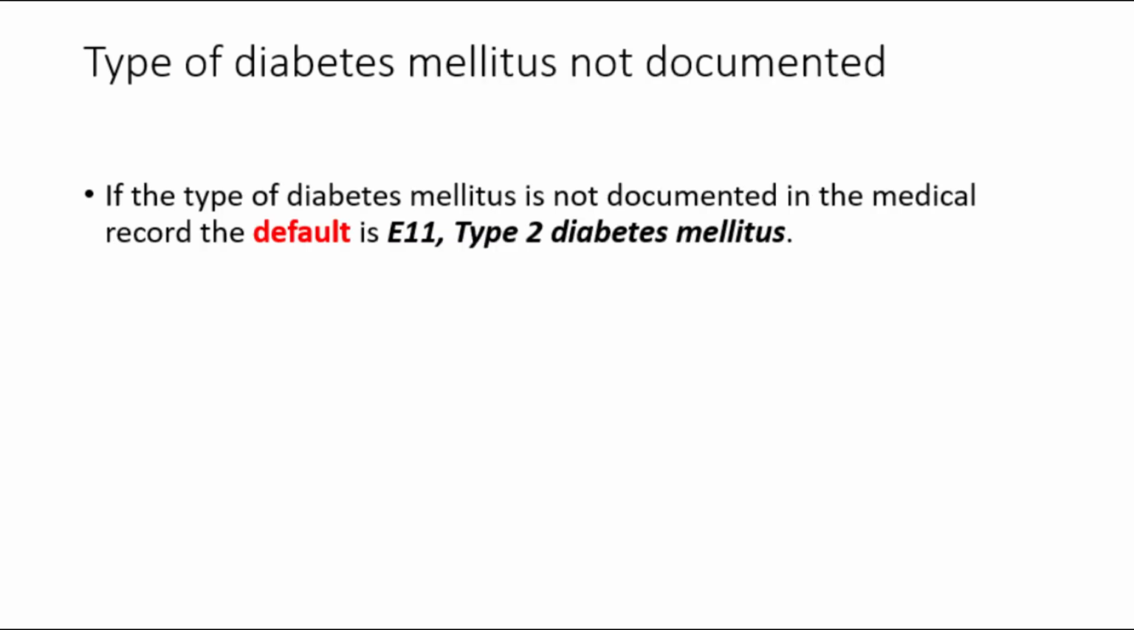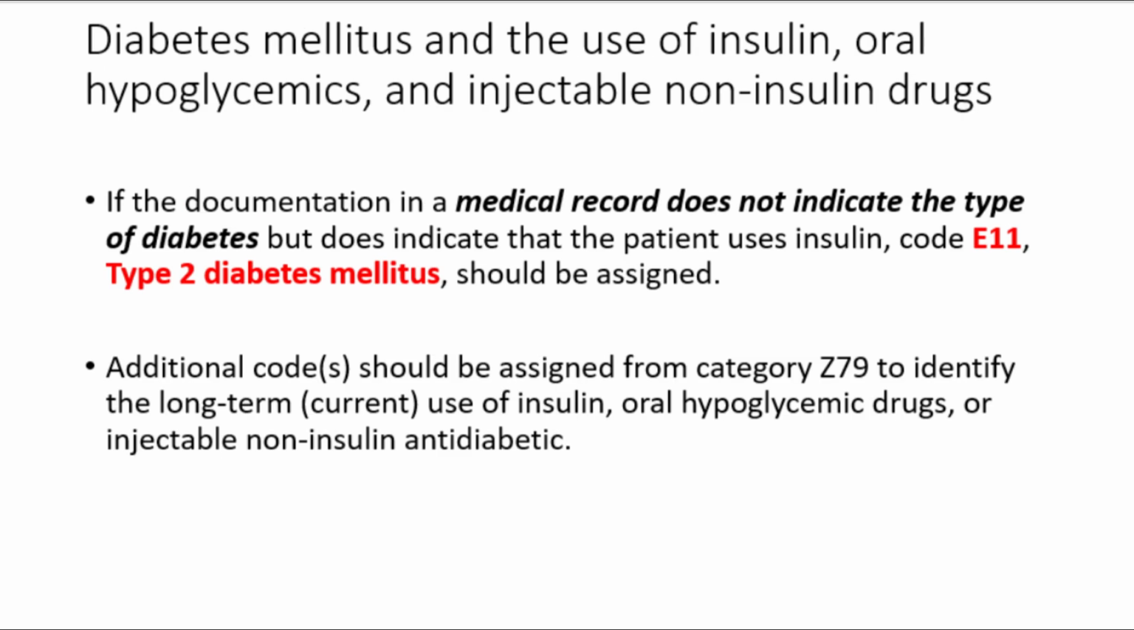If the type of diabetes mellitus is not documented in the medical record, the default is E11, type 2 diabetes mellitus. If the documentation in a medical record does not indicate the type of diabetes, but does indicate that the patient uses insulin, code E11, type 2 diabetes mellitus, should be assigned.